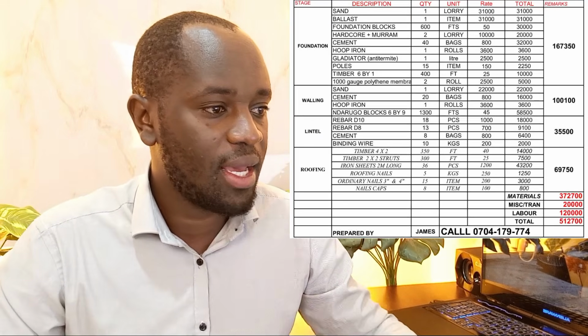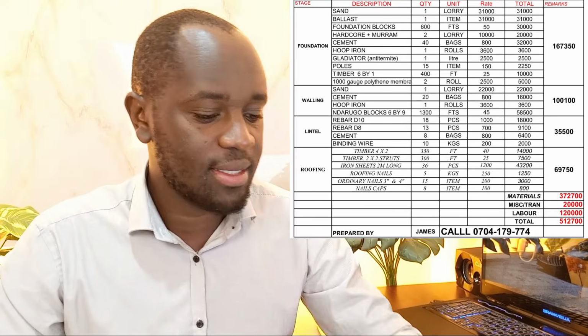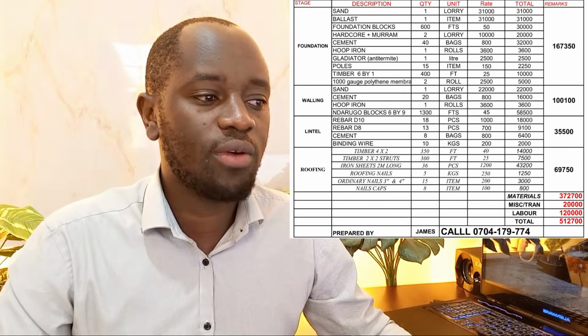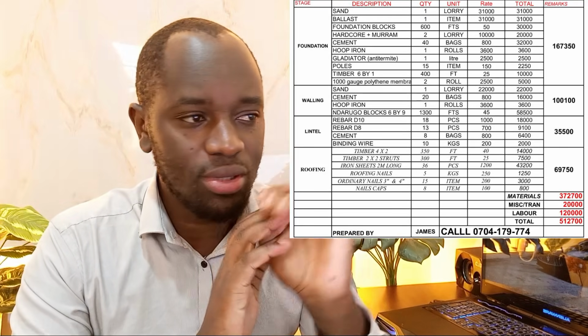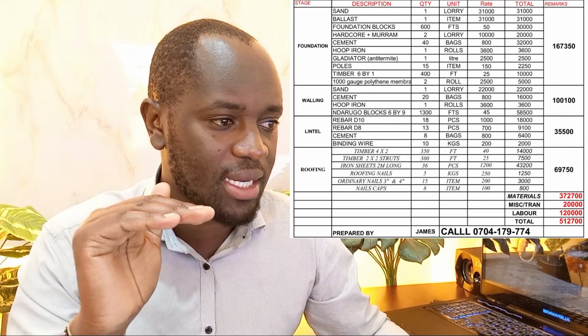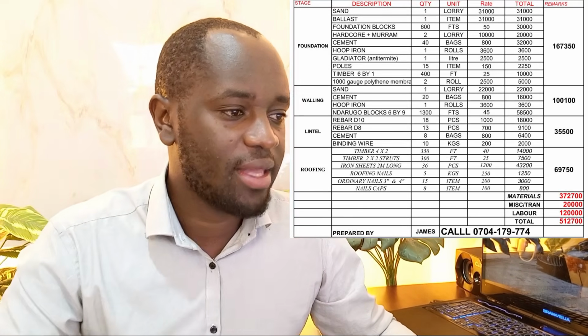So now, guys, remember that we need to know what exactly will be the total for this. So we're going to put this plus the roofing. The total amount comes to around 372,700, right? So guys, you put a miscellaneous of around 20,000. Because I've listed so many of these, the only miscellaneous there will be is about transport, and in case anything goes short. So you can work with 15,000 to 20,000.